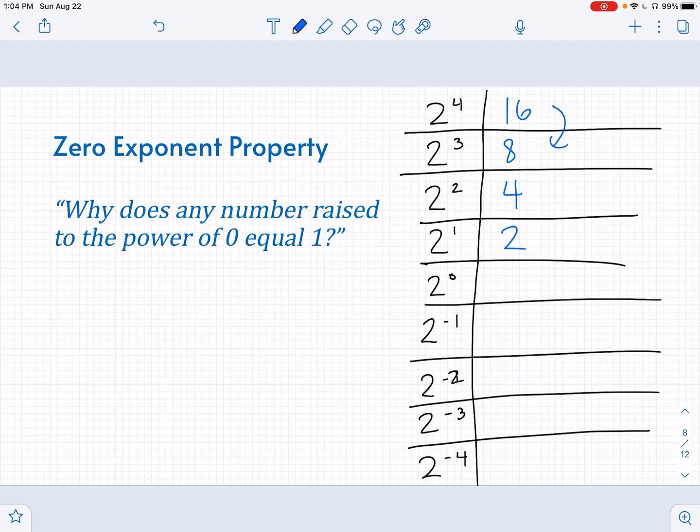So for instance, 16 divided by 2 is 8, 8 divided by 2 is 4, 4 divided by 2 is 2, 2 divided by 2 is 1. And then 1 divided by 2 is a half, a fourth, an eighth, and a 16th. And this works with any base value. And this is the proof as to why anything to the power of 0 equals 1.